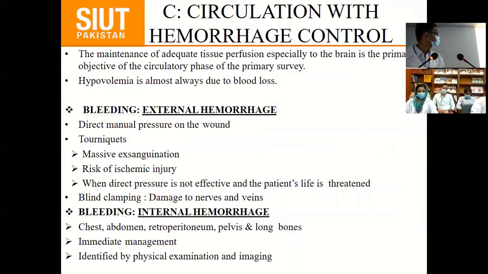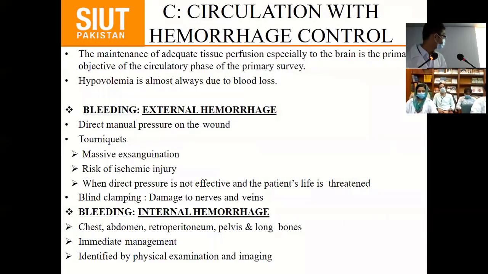Then see circulation with hemorrhage control. The maintenance of adequate tissue perfusion, especially to the brain, is the primary objective of the circulatory system. Hypovolemia from blood loss is the most important cause. Now, bleeding could be either external or internal.